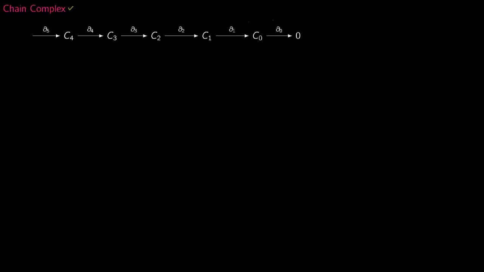The chain complex is a sequence of modules like this: C4, C3, C2, C1, C0, and maps between them. So these maps are given by arrows. Out of every module C3, there is an arrow coming out which is delta 3. Out of C2, an arrow is coming out which is delta 2, and the arrow is also going into C2. So simple structure. There's an important condition here.